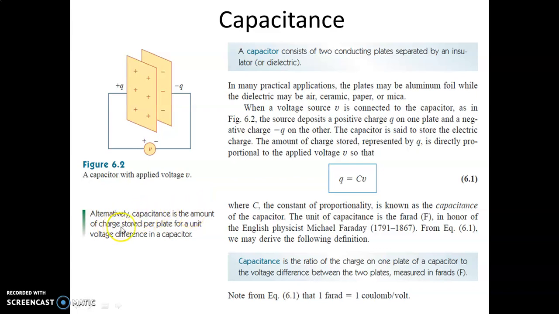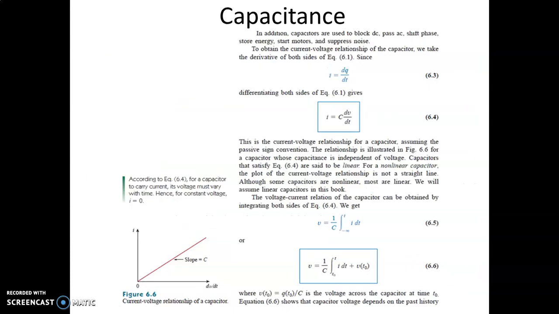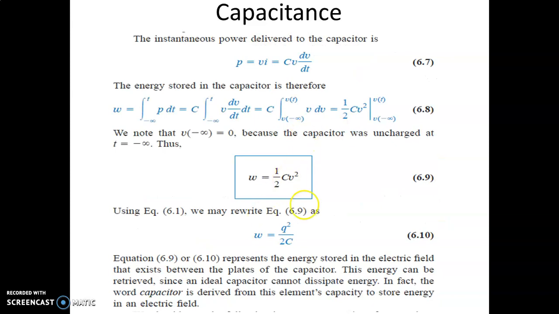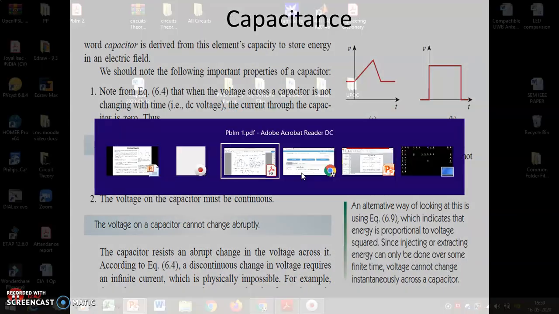Capacitance is the amount of charge stored per plate for a unit voltage difference in a capacitor. We can find the capacitance using C equal to Q by V and its unit is farad. The current and voltage relationship for a capacitor is given by I is equal to C into dV by dt, and the energy stored in a capacitor can be calculated using W equal to half CV squared. With this introduction, we will get into the problem.